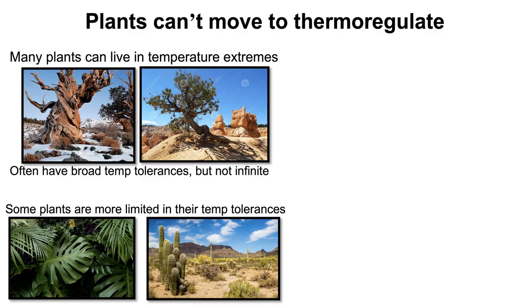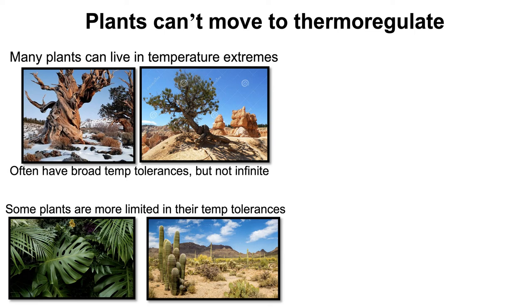And plants have the distinct challenge that, unlike animals, plants can't move. Animals, if they overheat, can go to a new spot to cool off. Plants can't move to thermoregulate. As a result, many plants can live in temperature extremes and often have broad temperature tolerances.